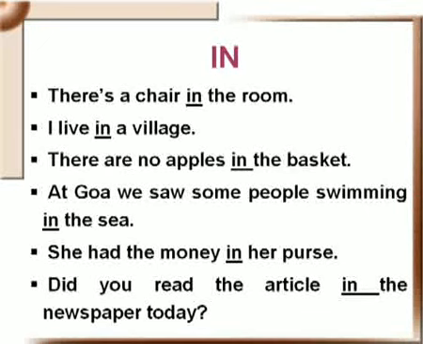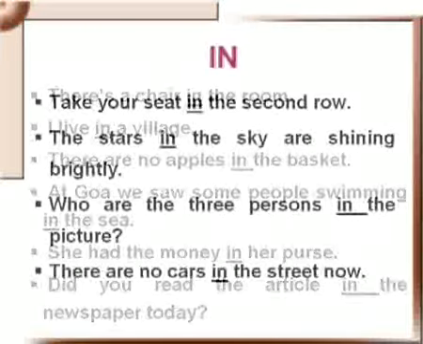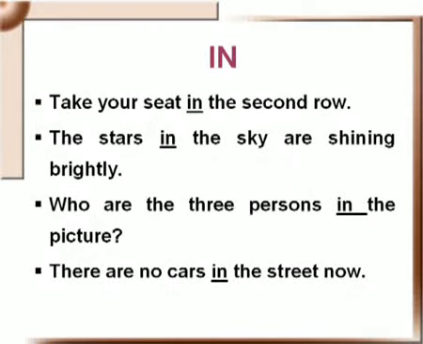In. There's a chair in the room. I live in a village. There are no apples in the basket. At Goa, we saw some people swimming in the sea. She had the money in her purse. Did you read the article in the newspaper today? Take your seat in the second row. The stars in the sky are shining brightly. Who are the three persons in the picture? There are no cars in the street now.